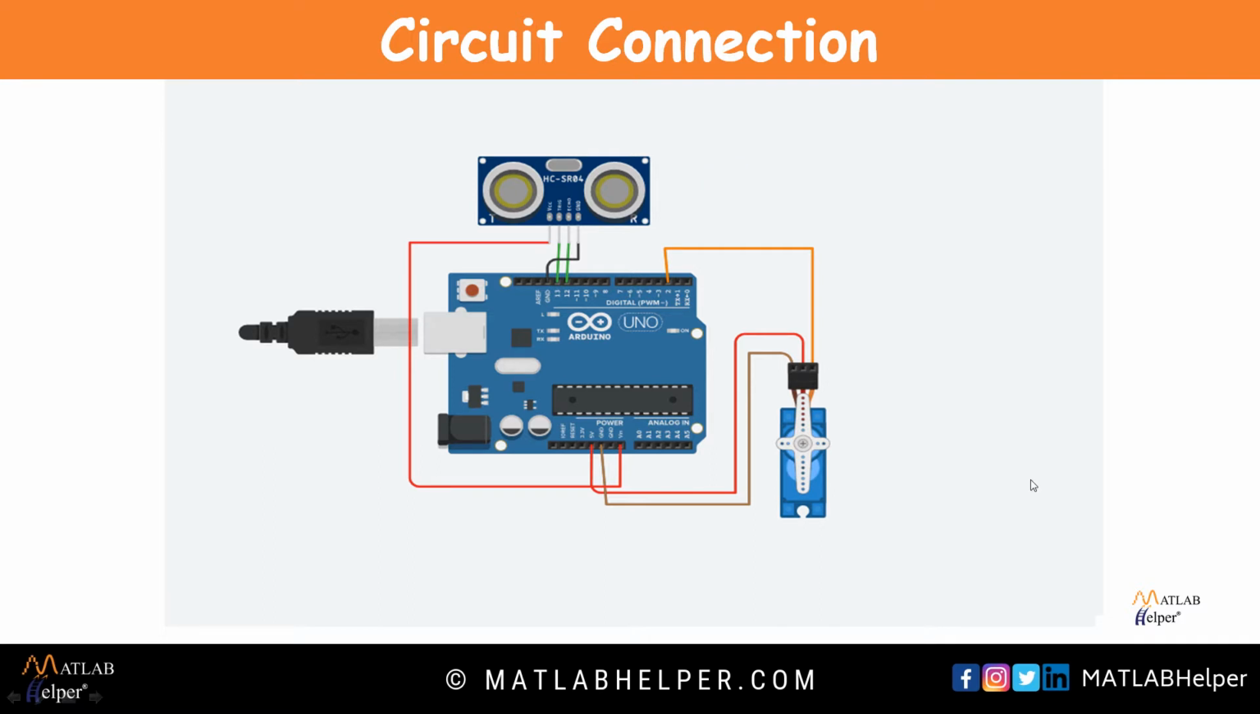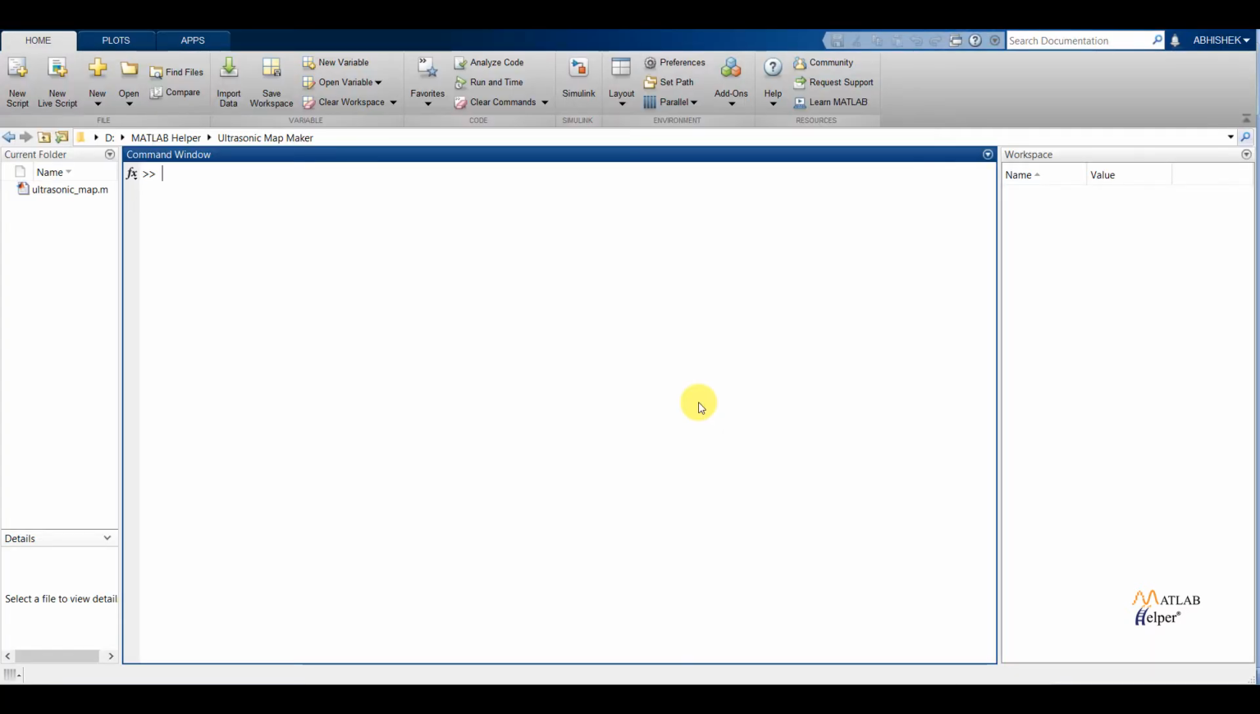Now we will see how to install the support packages for the Arduino and the add-ons for the ultrasonic sensor. So now we will see MATLAB. We will be opening MATLAB. Currently I have opened the MATLAB window. Now we will see how to download the support packages. In the Home tab, I will click on Add-Ons, and then go to Get Hardware Support Packages.